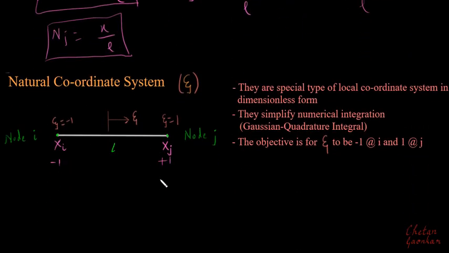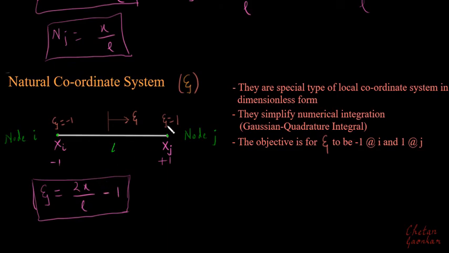How it is mapped is that the relation between this natural coordinate system and the local coordinate system can be given as xi is equal to 2x by L minus 1. This is the relation between the natural coordinate system and the local coordinate system.